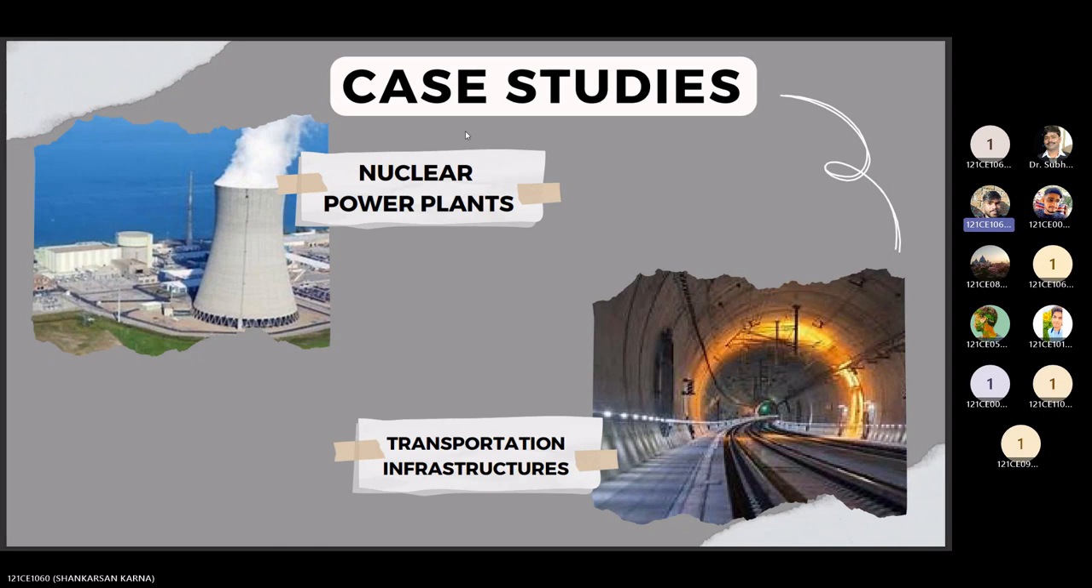So the transportation infrastructure case study is conducted on Gotthard Base Tunnel, which is located in Switzerland. The Gotthard Base Tunnel features concrete lining designed to withstand high temperature, pressure, and mechanical stresses. Despite the challenging geological conditions encountered during construction and heavy traffic, it facilitates safe and efficient rail transportation throughout the tunnel.